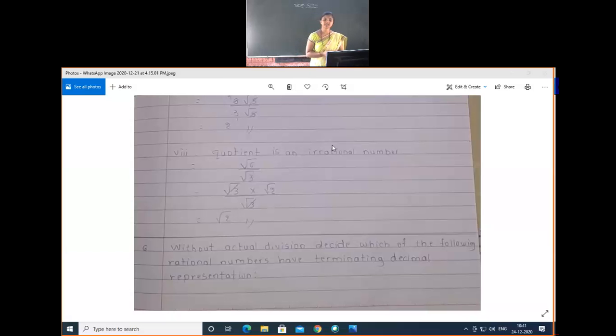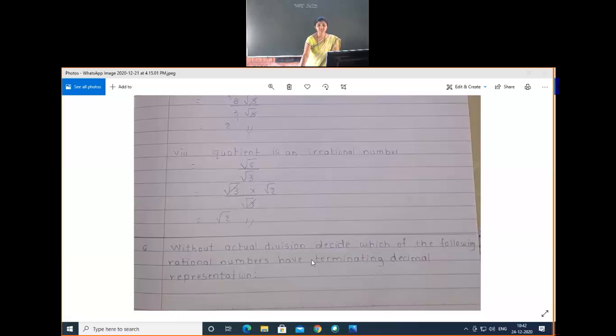So we are discussing number system chapter assignment questions right now. Yesterday we discussed half of the assignment, so today we are going to continue that assignment related to number system, right? Now we have to discuss the sixth problem, okay? The sixth problem is like this. Without actual division, decide which of the following rational numbers have terminating decimal representation.